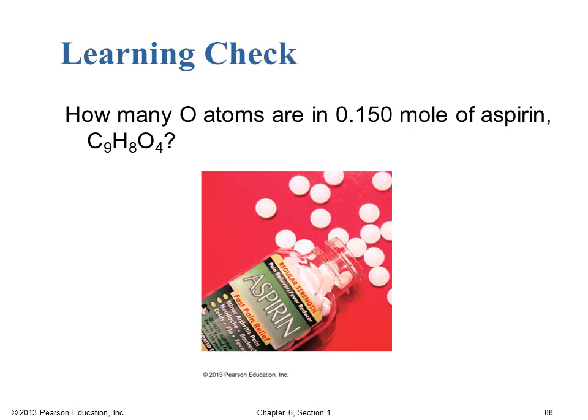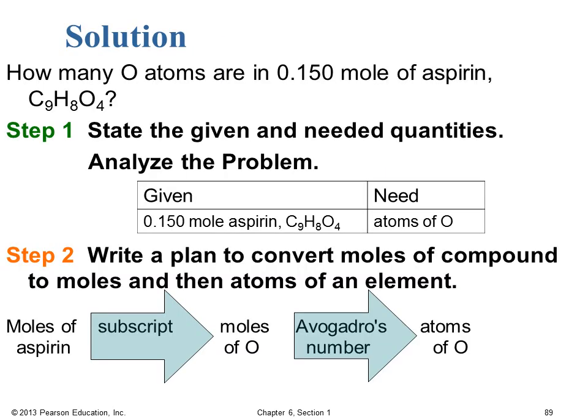Now it's asking how many oxygen atoms are in 0.150 moles of aspirin, which is C9H8O4. And so we're given how many moles of aspirin we have, and now we need to figure out how many atoms of oxygen we have. So we need to first start with moles of aspirin, then using the subscript to get moles of oxygen, and then using Avogadro's number, we're going to convert to atoms of oxygen.